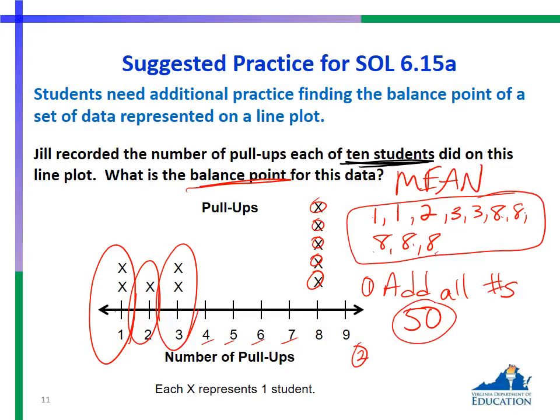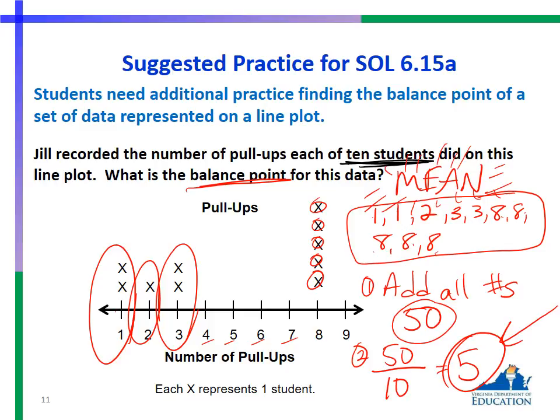Then in my second step, I take 50 and divide it by the total number of students. The total number of students is 10. When I divide, 10 goes into 50 5 times evenly. So I can say that my balance point, or the mean, because we're figuring out the mean for this problem, is 5. Anytime you see balance point, it means the mean.